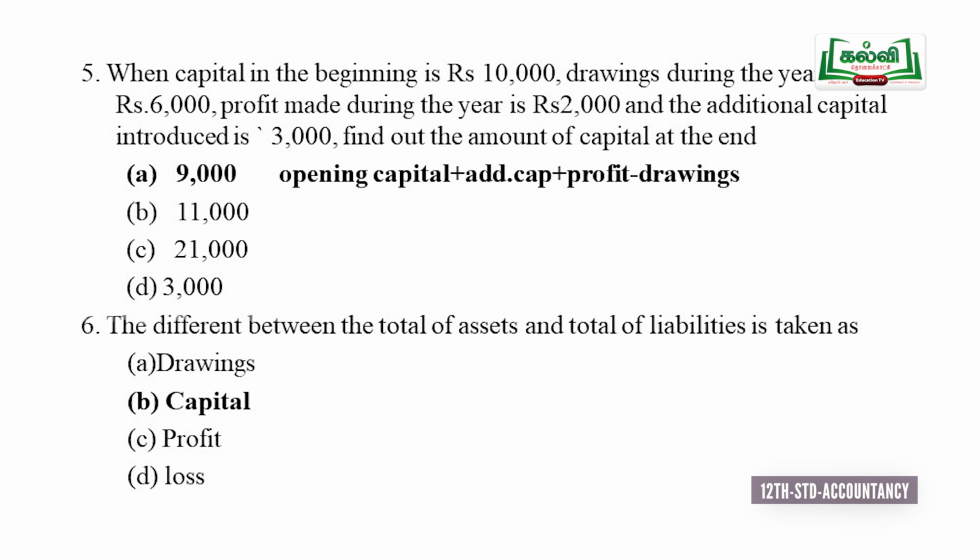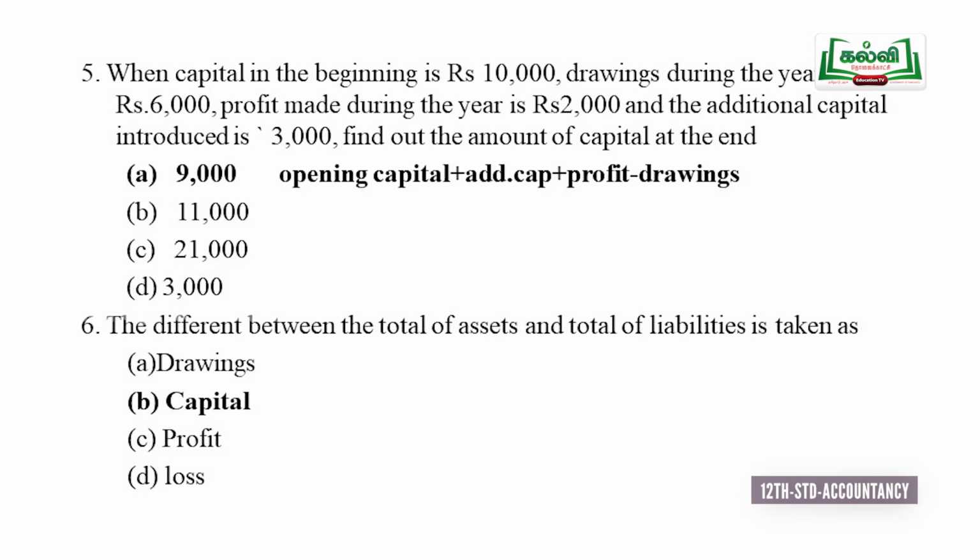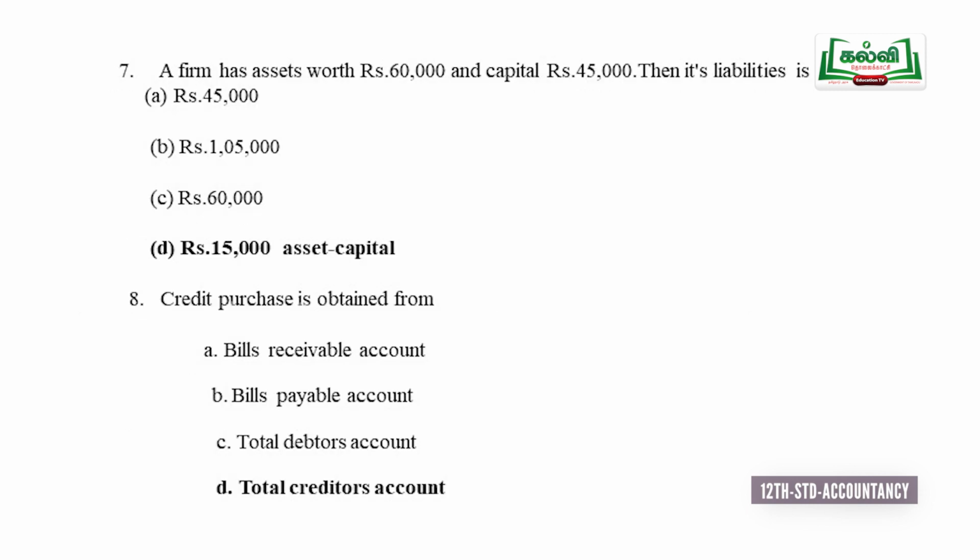Next, the difference between total of assets and total of liabilities is taken as capital, as we all know. While preparing the statement of affairs itself, we know that the difference between the assets and liabilities is capital. So, the answer is B.